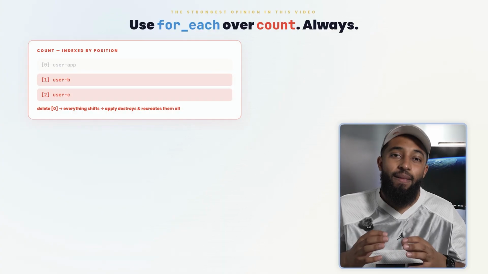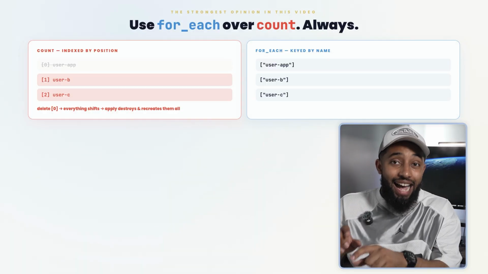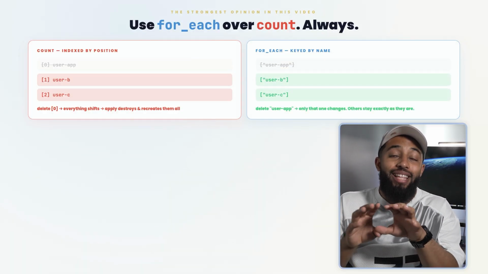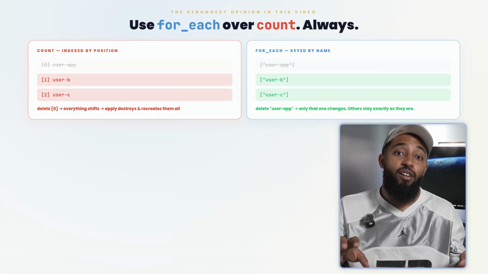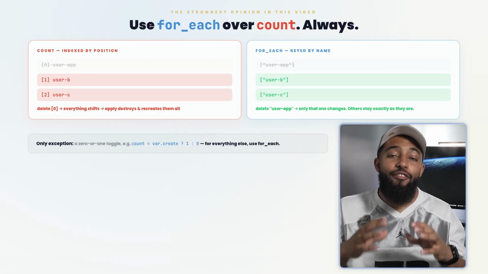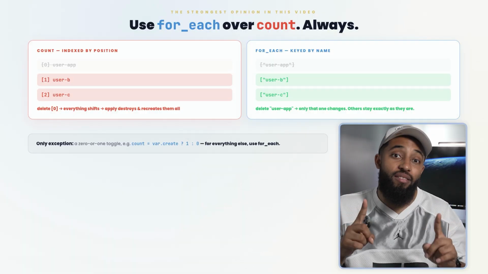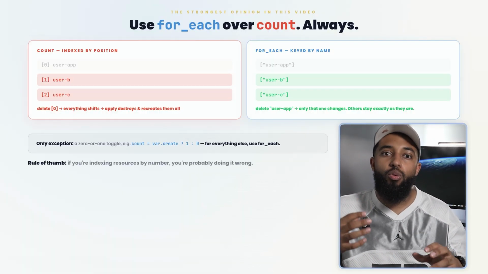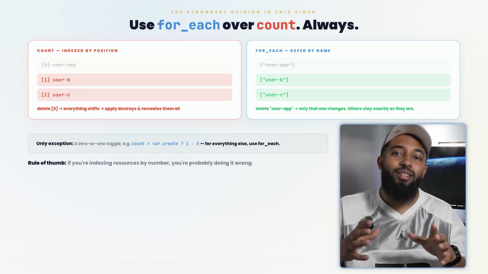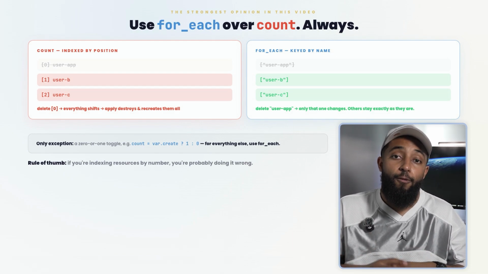It's not fun. The benefit of for_each is that it tracks resources by key. If you add or remove an entry, only that one resource is affected, and the other resources stay exactly as they are. The only reason to ever use count is when you want 0 or 1 of something, right? The conditional pattern with count equals var.create ? 1 : 0. For everything else, use for_each.